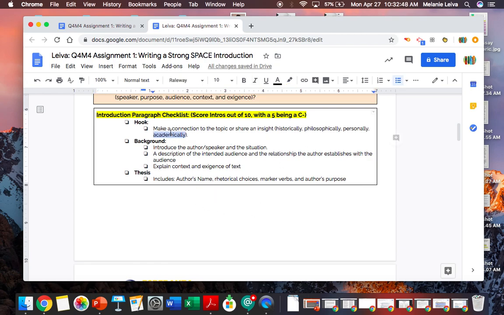The hook is the first sentence that your reader is going to read. You want to make a connection to the topic, either historically or philosophically or academically. I did put personally in there, but you want to stay away from that. If you're blank and have nothing in your mind on how to make a connection, try to do something, but try to shy away from personal connections.